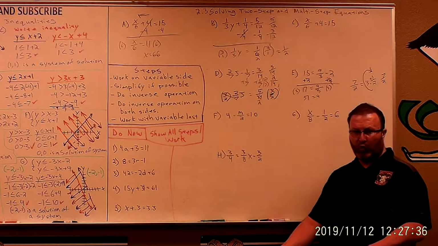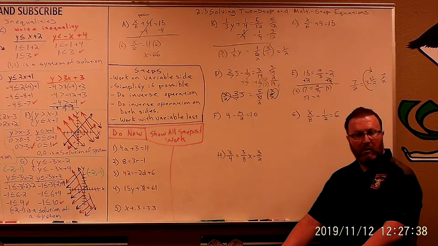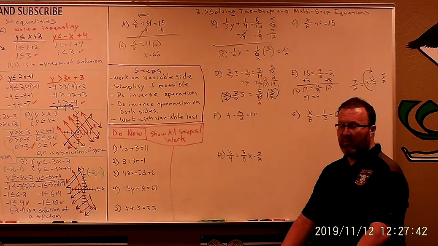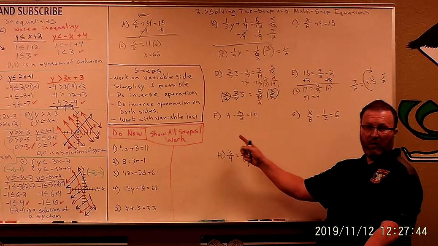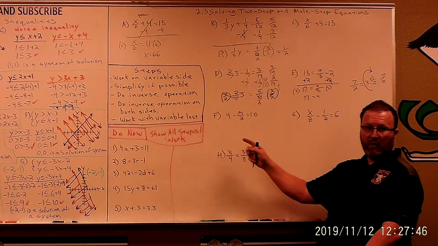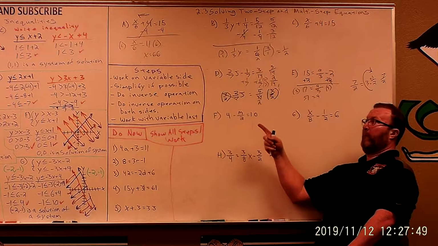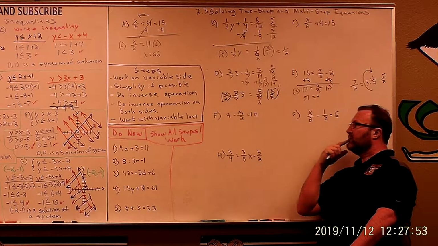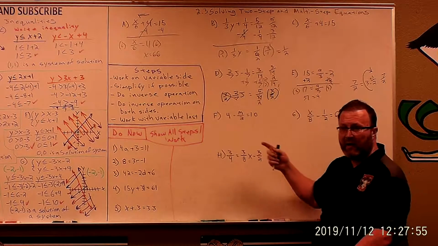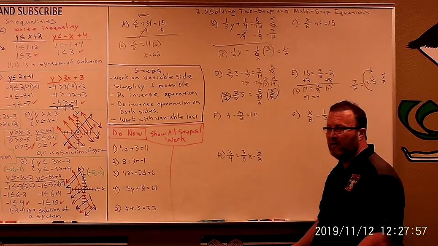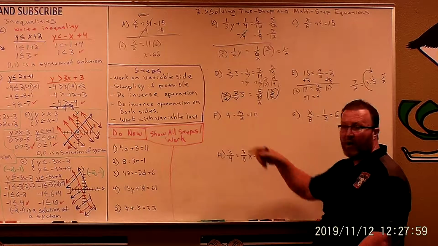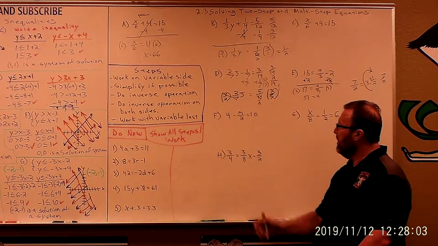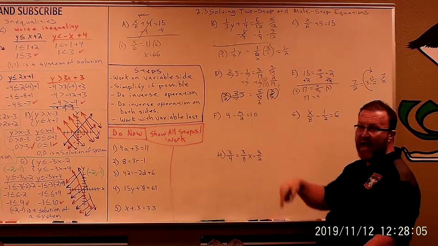Help me with the first rule. What am I going to do? What side am I going to work on? How am I going to start this problem? The left side. Okay, he said the left side. Is that right? Yeah, the left side because the variable's on the left side, right? We never work on this side. No. Okay? So, we're going to deal with the variable last.